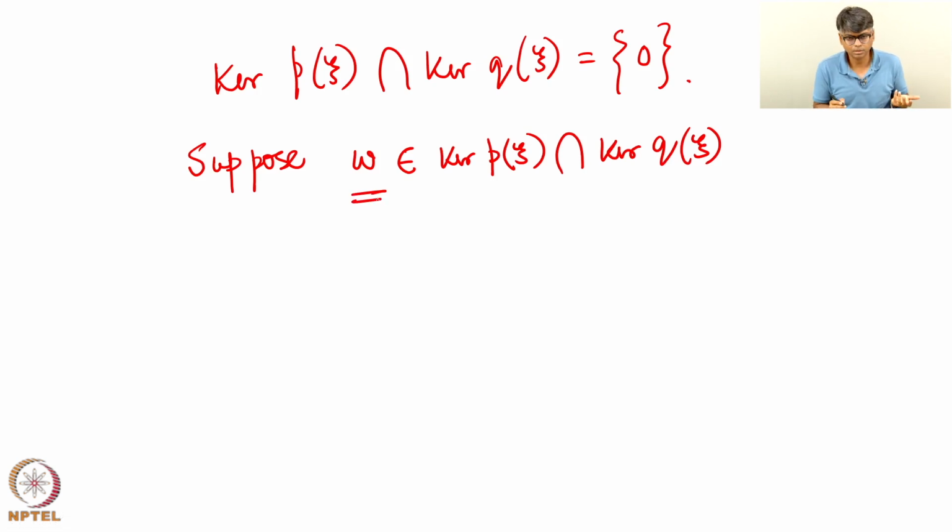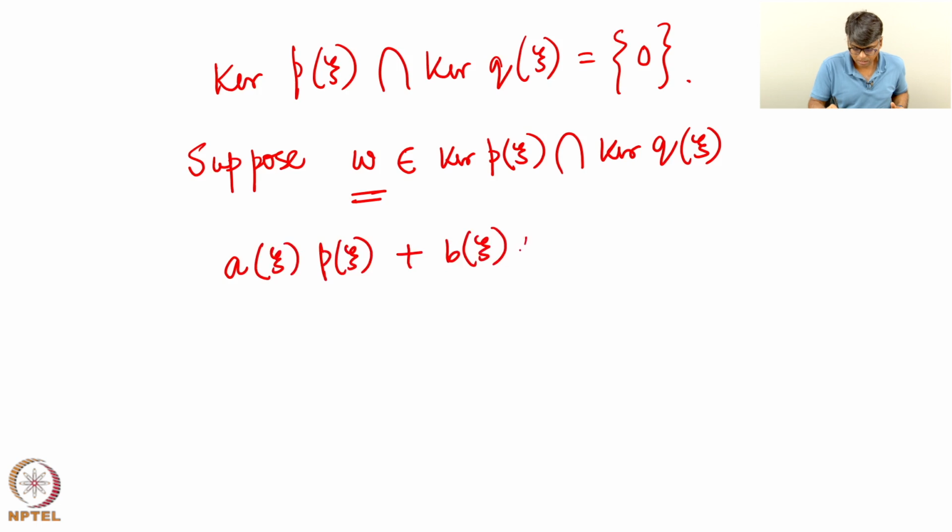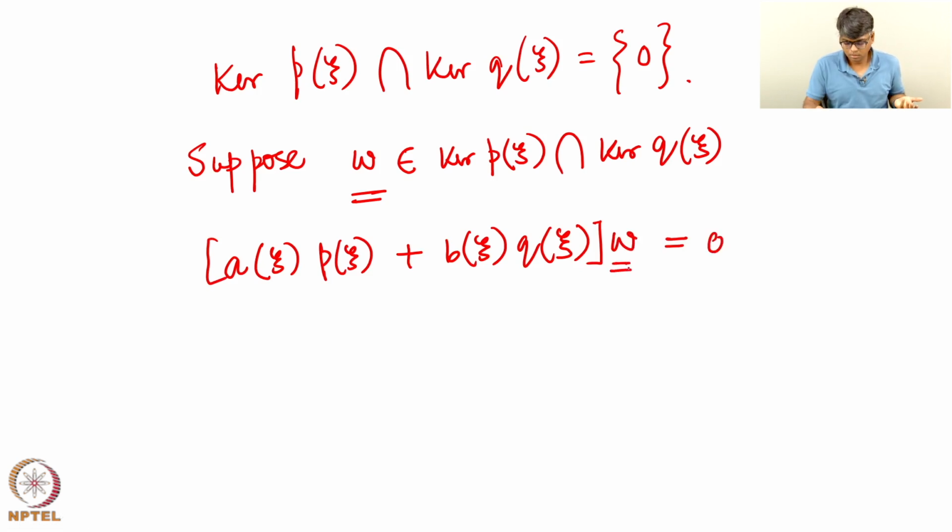Once again, the Aryabhatta-Bezout identity comes to our rescue. Because of the Aryabhatta-Bezout identity, and because P and Q are co-prime, we know that A(ξ) times P(ξ) plus B(ξ) times Q(ξ), acting on this W, must be equal to 0, right? Because W belongs to the kernel of P, so this part goes to 0. W belongs to the kernel of Q as well, so this part also goes to 0. So overall it's 0. But then that's a contradiction.